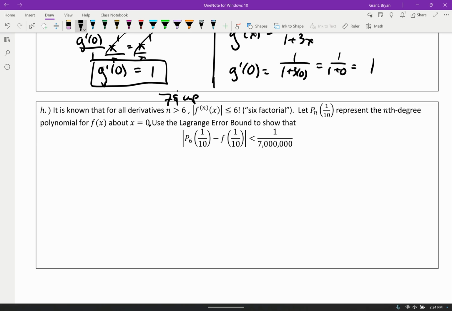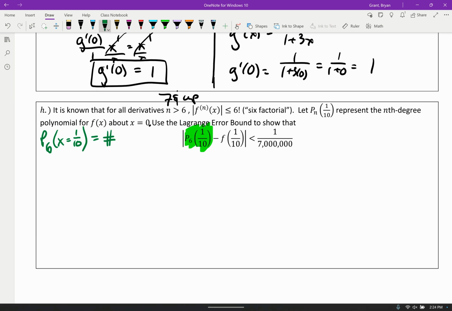Well, a lot of words here. You really should focus in on the Lagrange error bound. However, I'll give you a little bit of background about what's happening. So let's break this down. We have p sub 6 of 1/10. So they're saying we wrote a polynomial out to the 6th degree, and then we replaced x with 1/10, and we got some number.